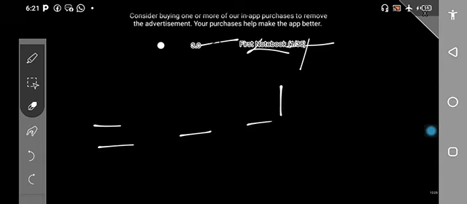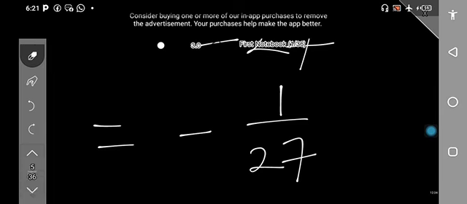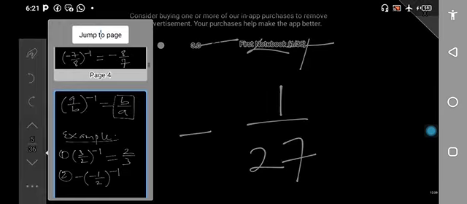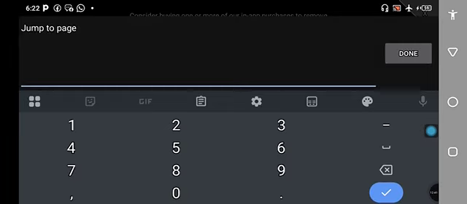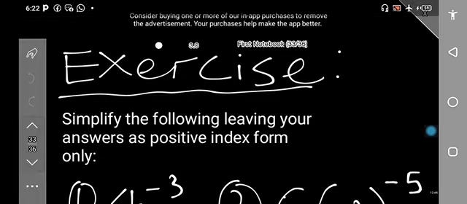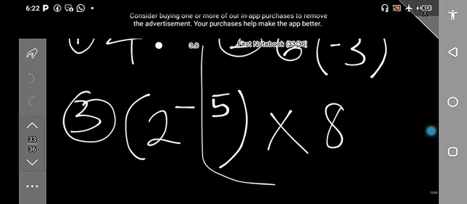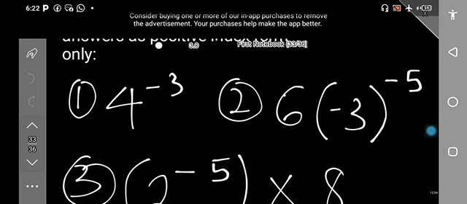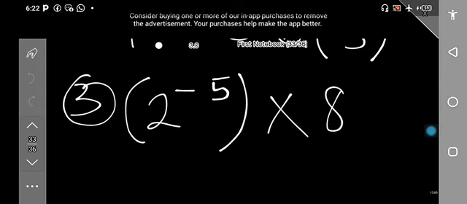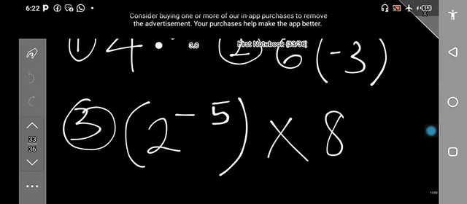So I've come to the end of this video. I will take you to the exercises that I have for you. So let's go to the exercises that we have. So here is the exercise. The instruction is to simplify the following, leaving your answers in positive index form only. So we have to simplify 4 raised to the power minus 3, 6 into bracket minus 3 raised to the power minus 5, 2 raised to the power of minus 5 in the bracket, then multiply by 8. All right, so you have to leave your answer in positive index form only.